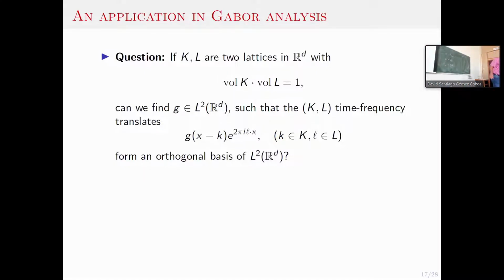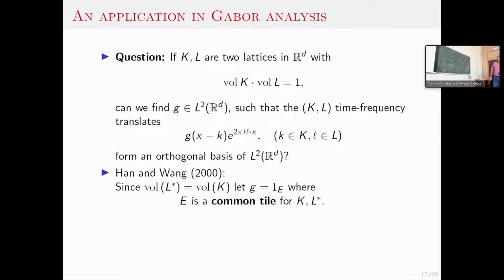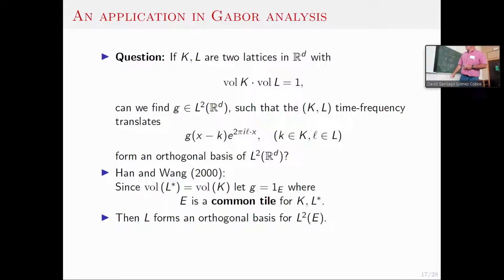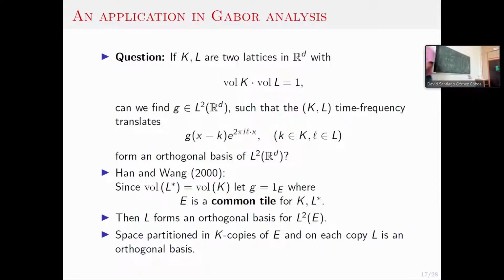That was open. And after I proved my theorem, Han and Wang specialized to the case n equals 2, and they proved that for n equals 2, no condition is necessary. It's always possible to find a common fundamental domain. And then if you take E to be that common fundamental domain of K and L star, which must have the same volume because of the condition, then the indicator function of that fundamental domain is easily seen to form an orthogonal basis for the whole space. Because the L frequencies will form an orthogonal basis for E.